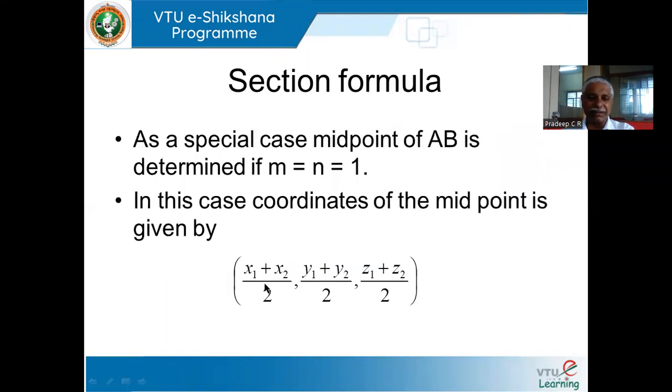So one writes it in a more aesthetically better way. You won't write x2 plus x1, you'll write x1 plus x2 by 2, y1 plus y2 by 2, z1 plus z2 by 2. This is the coordinates of the midpoint of a line segment given by A and B. A is x1, y1, z1, and B is x2, y2, z2.